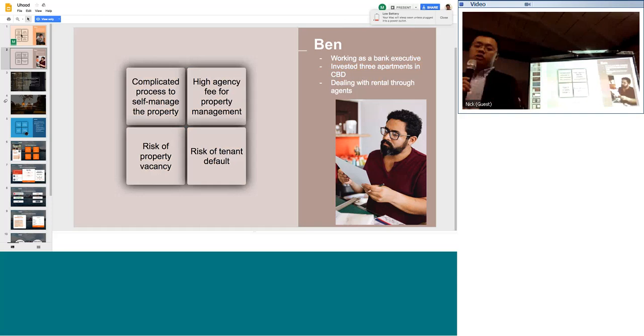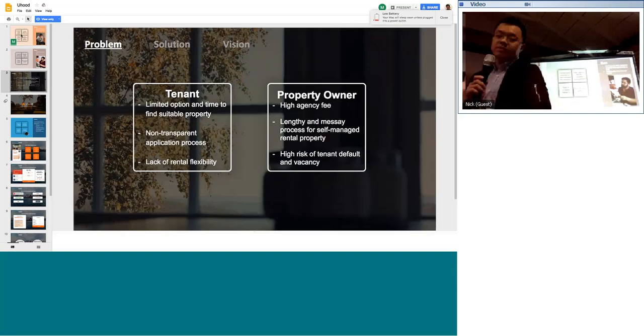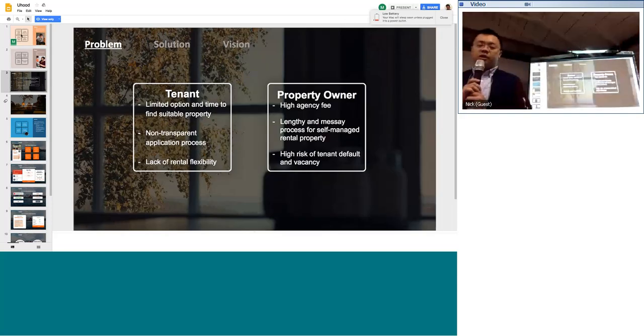So what we are seeing in the market is that there are pain points coming from 2 parts of the market. First, the tenants, who have limited options and time, and non-transparency in the application process. Also, we have the property owners, who face high agency fees and a lengthy process. So what we think is that using blockchain could resolve these issues.